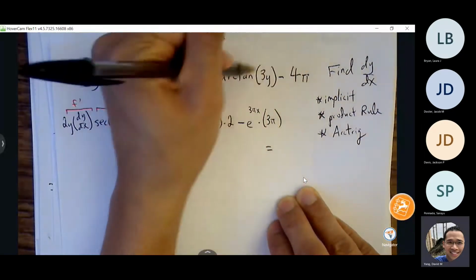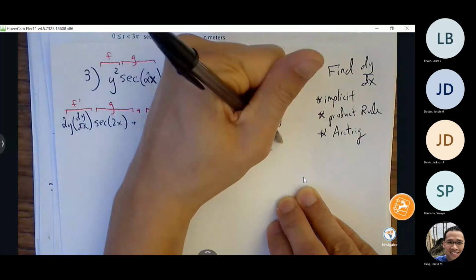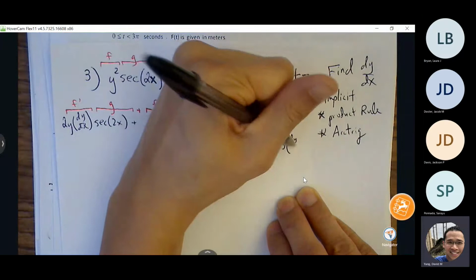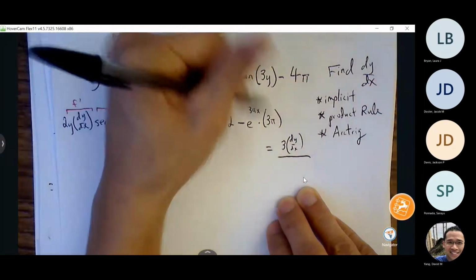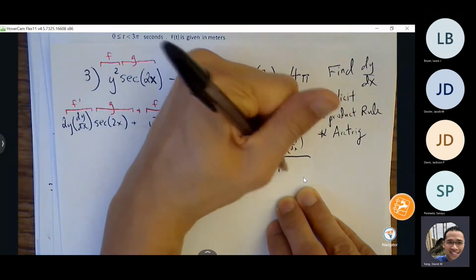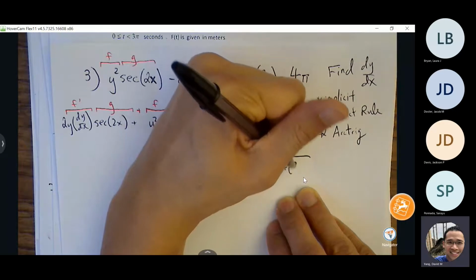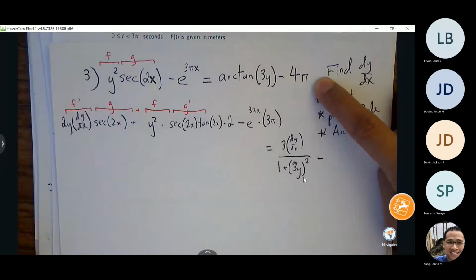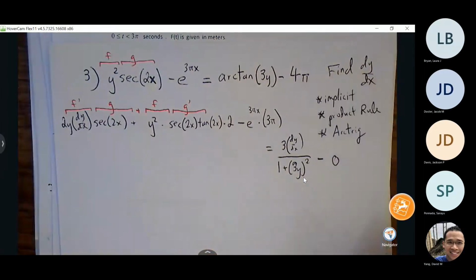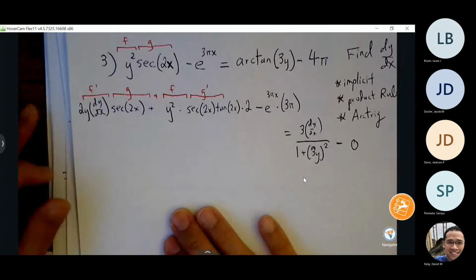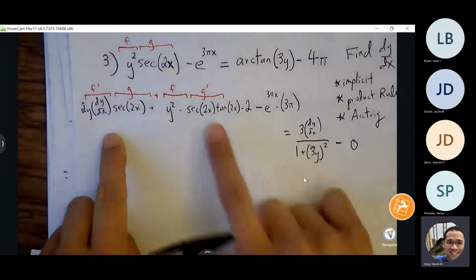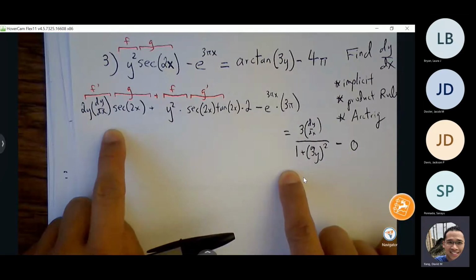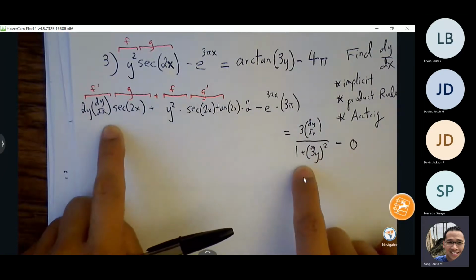So u prime, what's 3y's derivative? But we're asking for y's derivative as well, so yeah, dy dx. 1 plus u squared. How about 4 pi? 0, good. We have 4 individual terms, and we want the dy dx terms together on the same side.